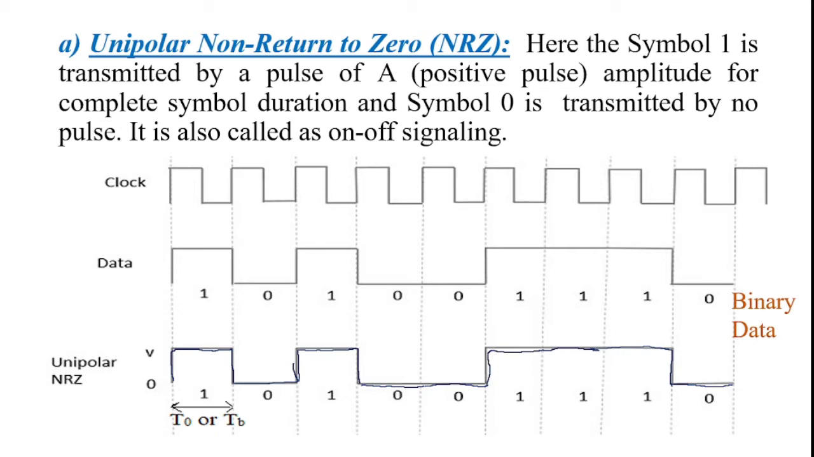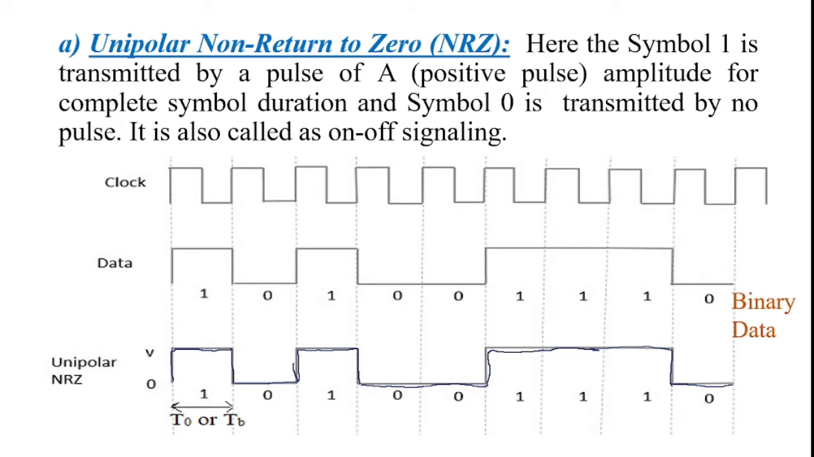The disadvantages of unipolar non-return to zero are no error correction done, no clock is present, and this is the clock. Now here there is no clock present, so loss of synchronization is likely to occur. So these are the drawbacks of unipolar non-return to zero.